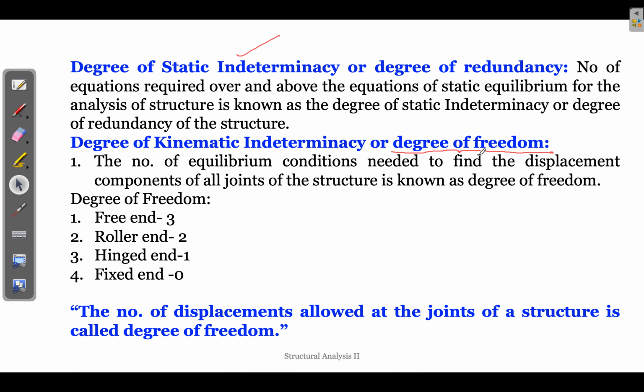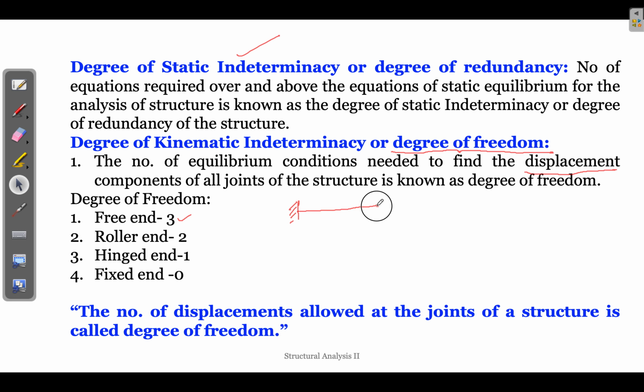What is the degree of kinematic indeterminacy? It is also called degree of freedom. The number of equilibrium conditions needed to find the displacement components of all the joints of the structure is known as degree of freedom. Now for the free end it is 3. How is it 3? Just see with an example. Suppose this is a cantilever beam, and this end is free. What will be the degree of freedom for this?